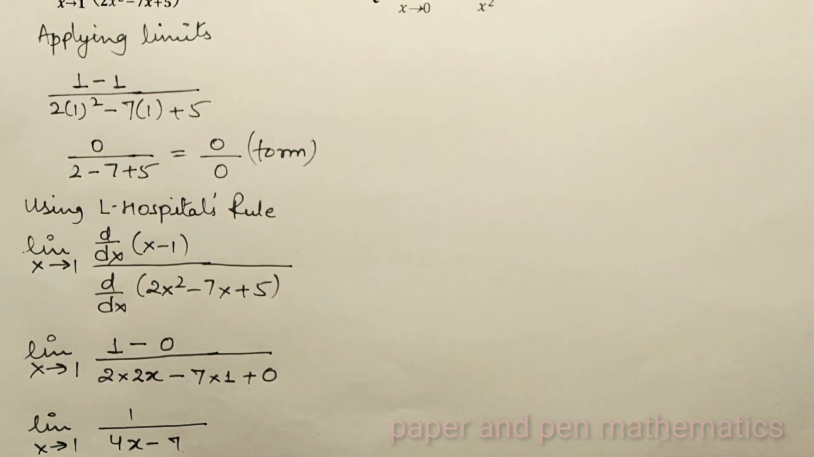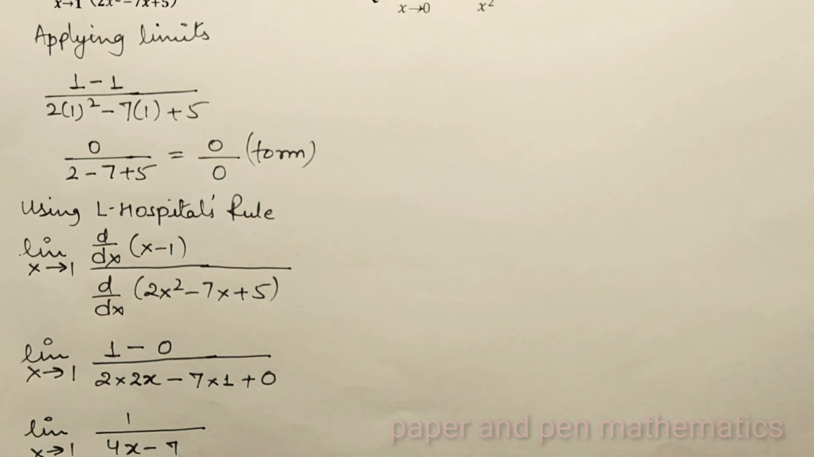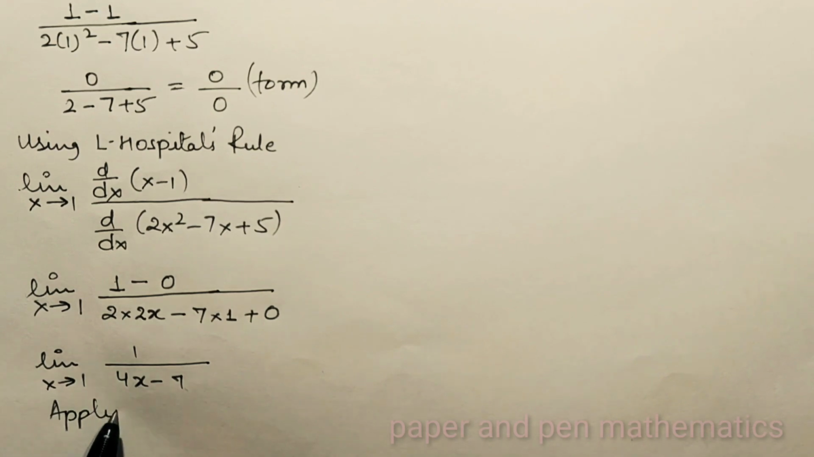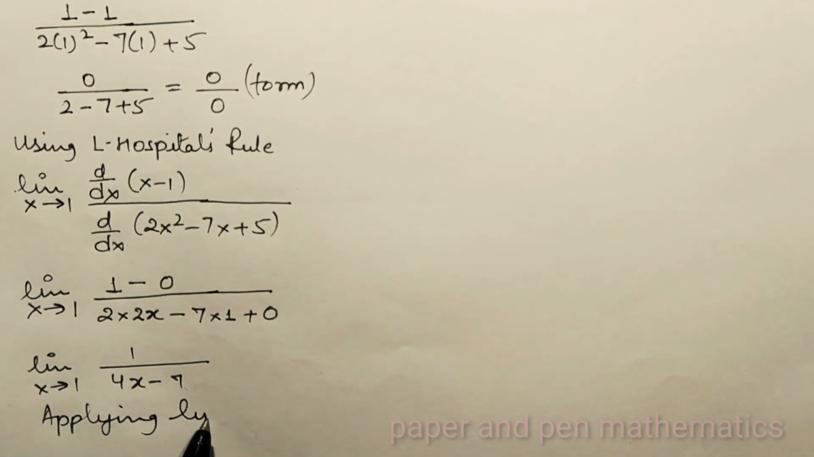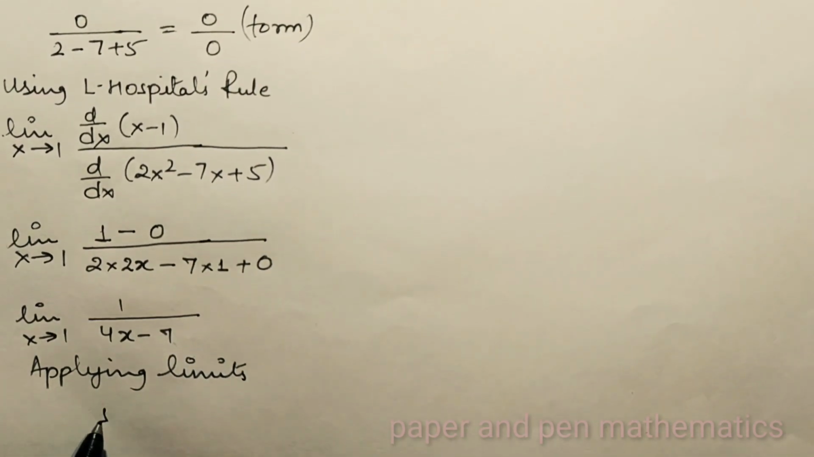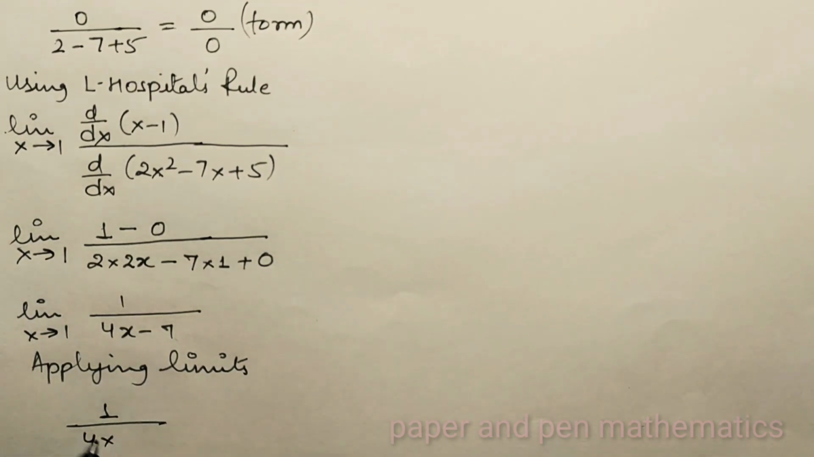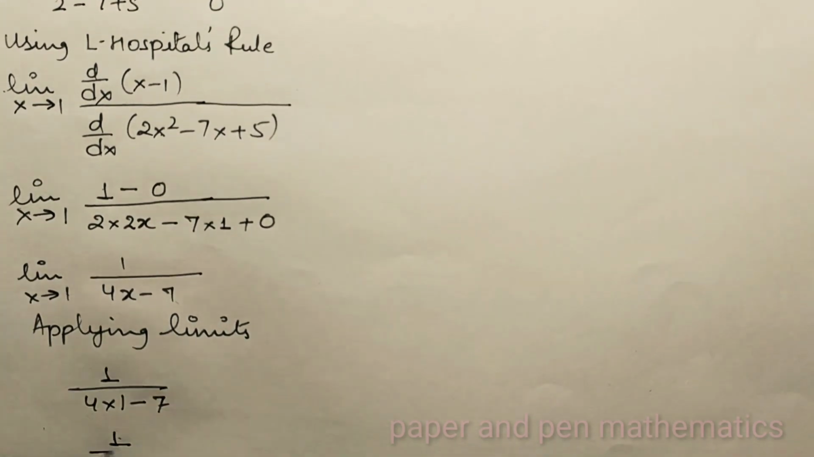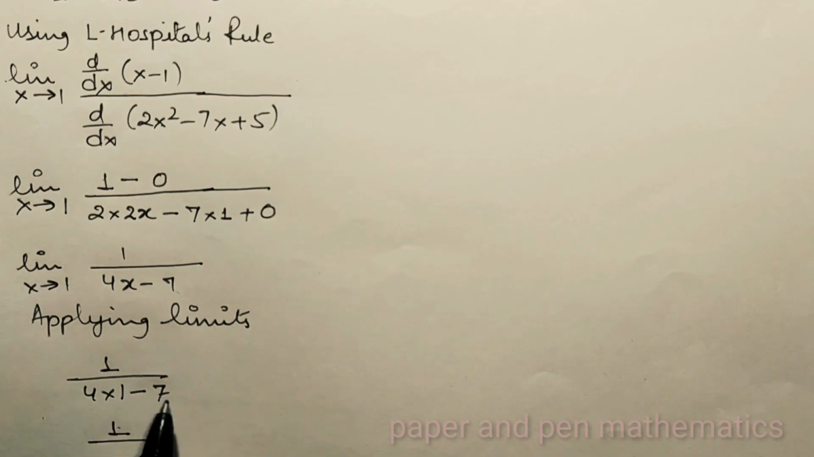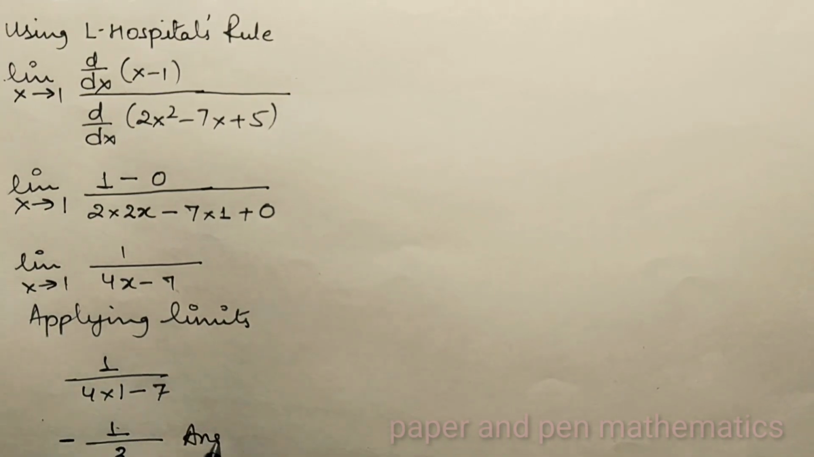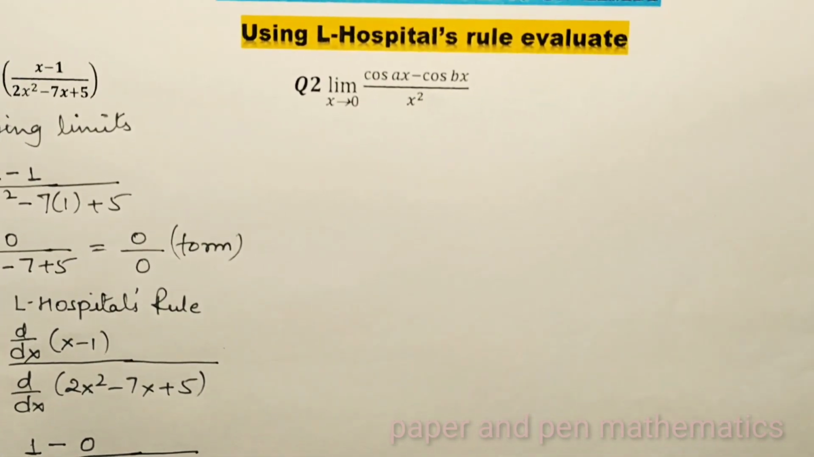Now after doing differentiation completely, we have to apply the limits again. So applying limits, 1 divided by 4 into the limit which is 1, minus 7. So 4 ones are 4, 4 minus 7 will give you minus 3. So minus 1 by 3 is your answer. Okay, let's see another question.